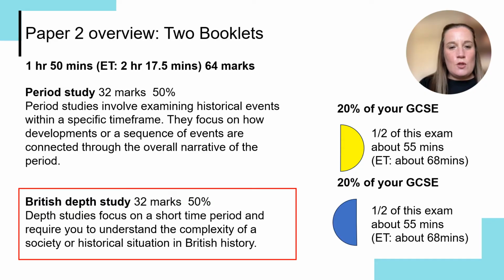So for Paper 2, you will have an hour and 50 minutes. This means that if you have extra time, you will have 2 hours and 17 and a half, just under 18 minutes. Paper 2 comes in 2 booklets, and together they are worth 64 marks. So you will have your period study booklet, and you will have your British Depth Study booklet. The British Depth Study focuses on a short time period, and it requires you to understand the complexity of a society or historical situation in British history.